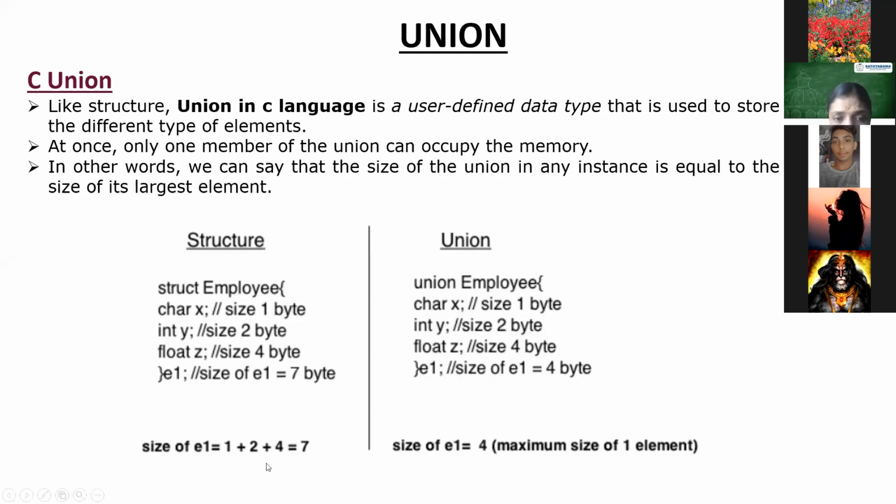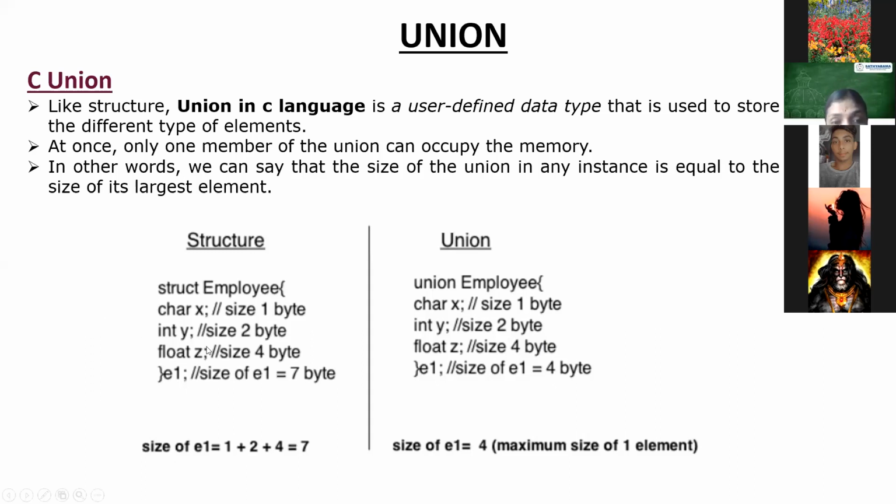Here you can see the size is 7, but here, which is going to have the largest number of bytes, it is going to assign the size as equivalent to what? The maximum size of the element, or the size of the largest element. What is the float as the size, largest size? So it will assign the size of one element as 4 bytes. But here it will assign the size as 7 bytes, because it adds together. That means what?